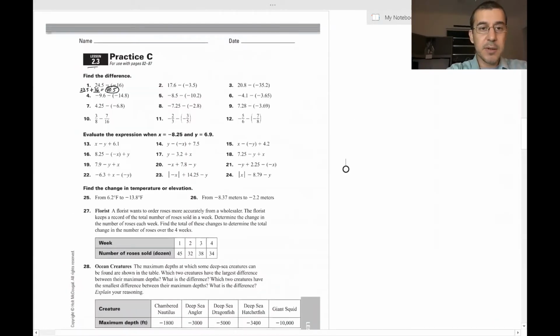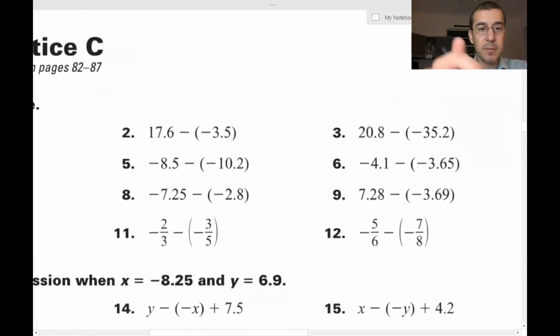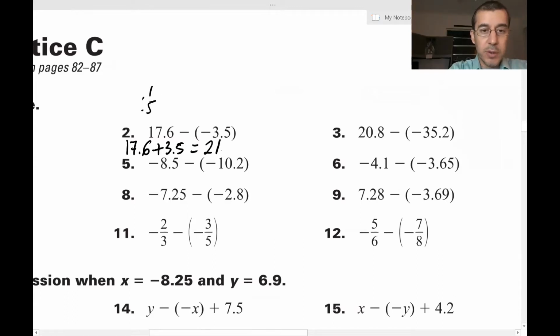17.6 minus minus 3.5. This is the same thing. When we have two minuses, that equals plus. So this becomes 17.6 plus 3.5. 17 and 3 is 20. Then 0.6 can be written as 0.5 and 0.1. 0.5 and 0.5 is one whole. So 17 and 3, we said 20, and one whole, 21, and then 21.1, right? So this is 21.1.